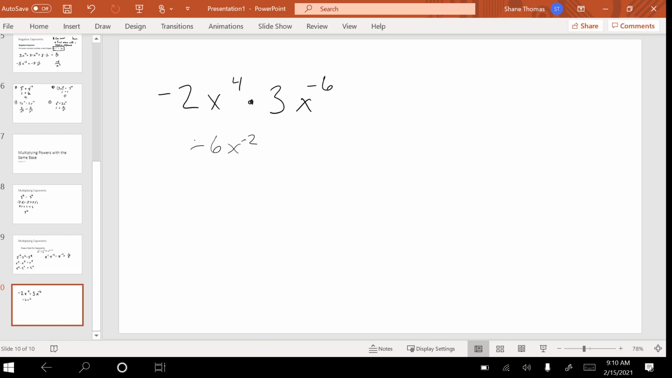Do I got a problem here? Yeah, what's my problem? It's a negative exponent. Negative exponent, I have to take it to the bottom, correct? Take it to the bottom, so I have negative 6 over x squared. Questions? Still feeling all right?